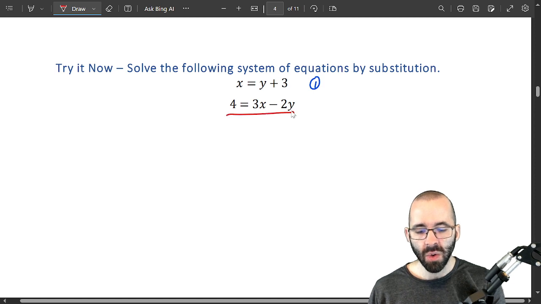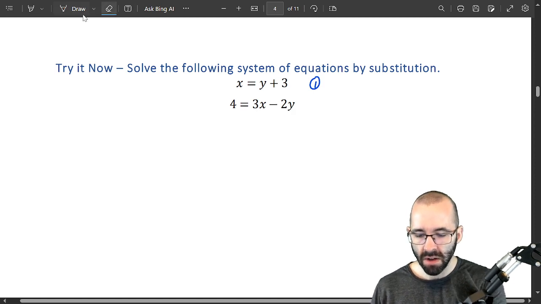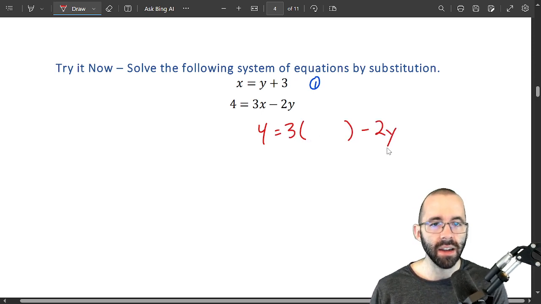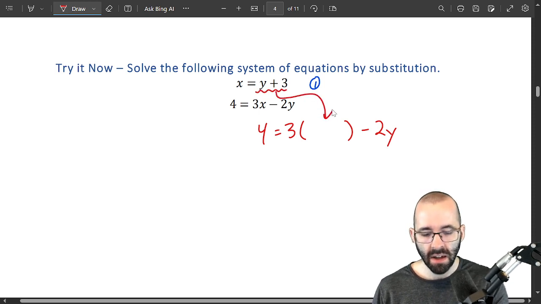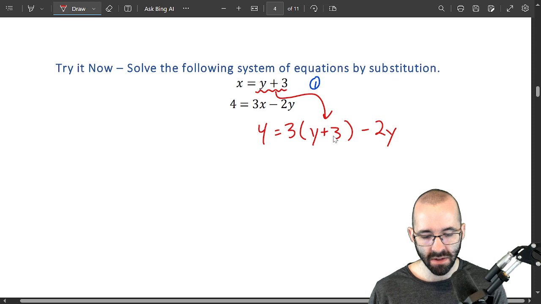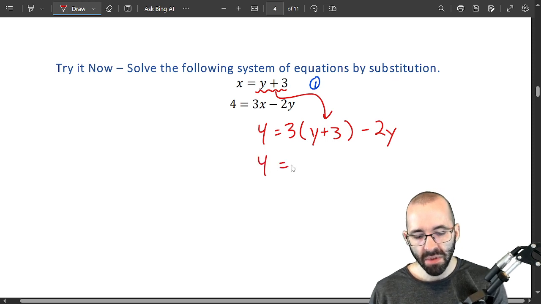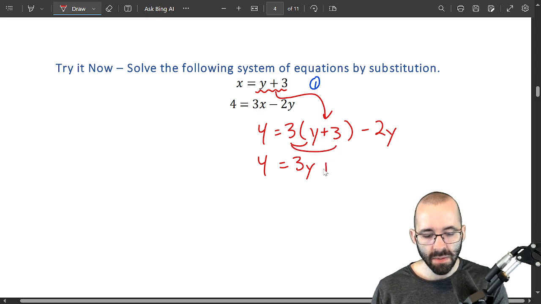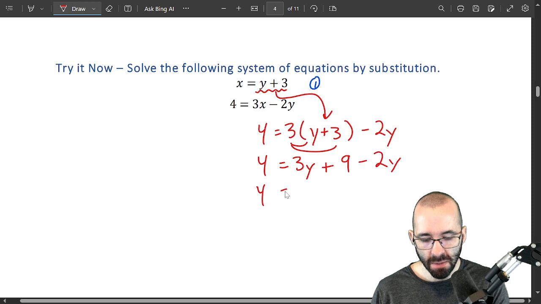Step 2 was use that expression in the other equation. So looking at this other equation, we know that 4 is equal to 3 times x minus 2 times y. We know exactly what x has to be. X is y plus 3 if we want both of these equations to be solved. So then we simplify, distribute that 3. 3 times y is 3y. 3 times 3 is 9.